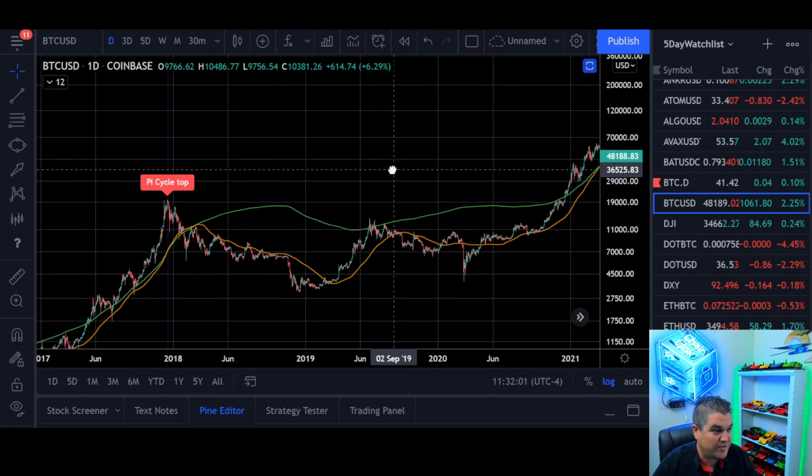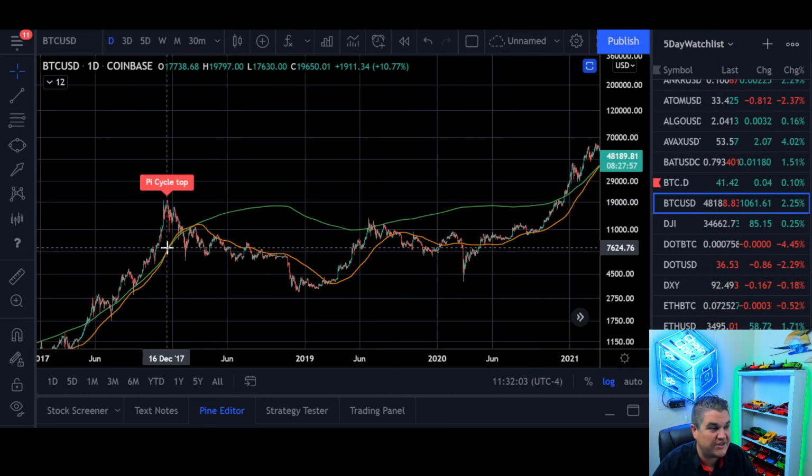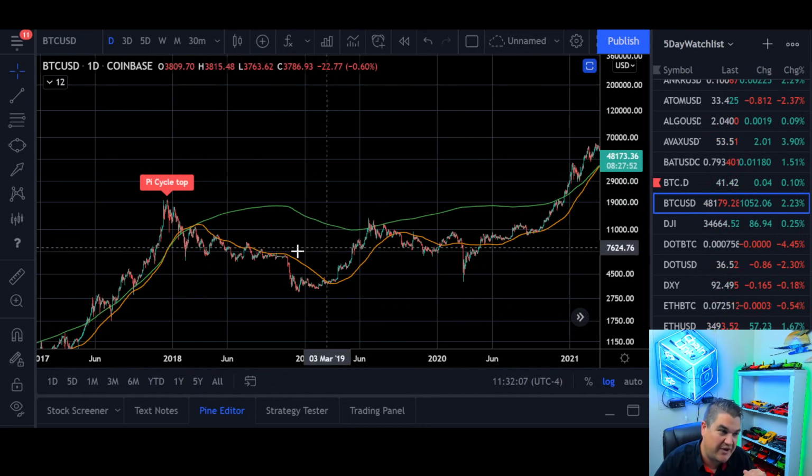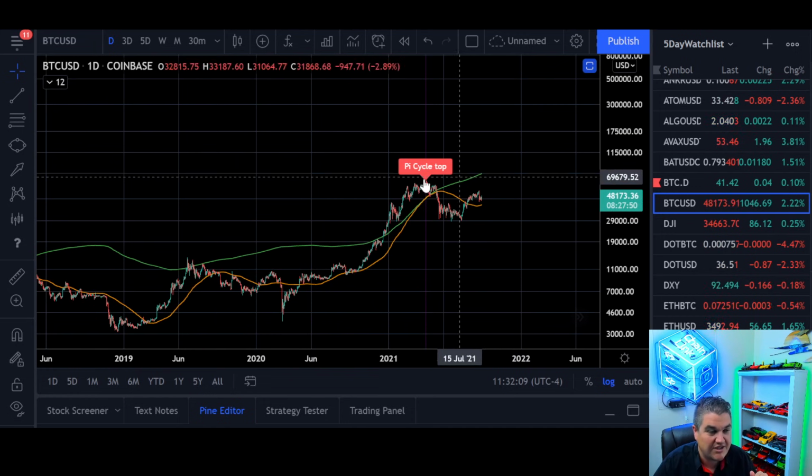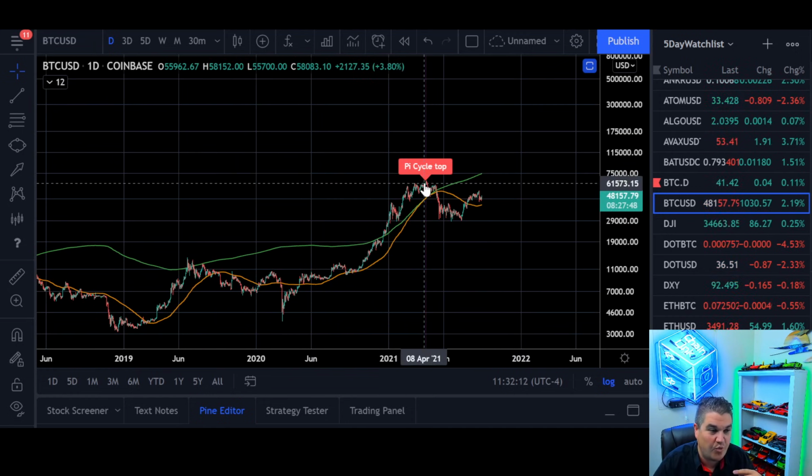So look at the Pi Cycle Top back then. This predicted the top within 1 day. But like I said, this was fit after the fact. This is our first data point going in, before the peak happened.